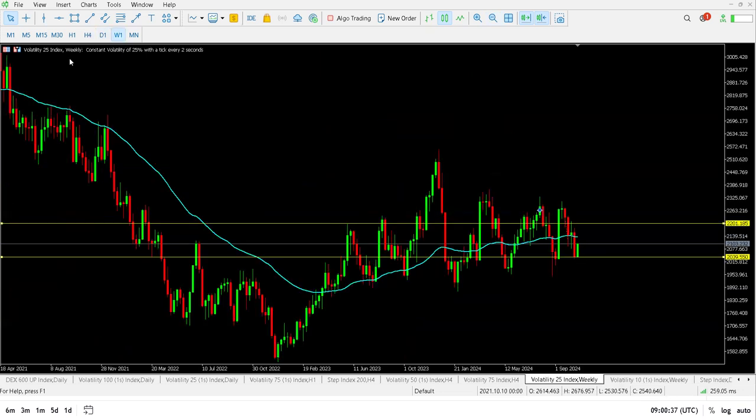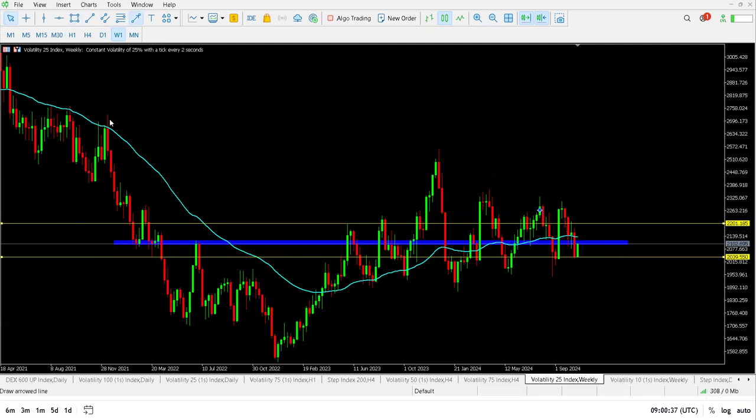I think I had myself here a perfect level from the weekly time frame. This is one of those rare occasions where I identified my area of interest from the weekly time frame. More often than not, I tend to identify my area of interest from the daily time frame.